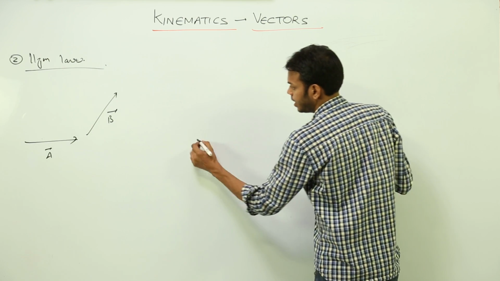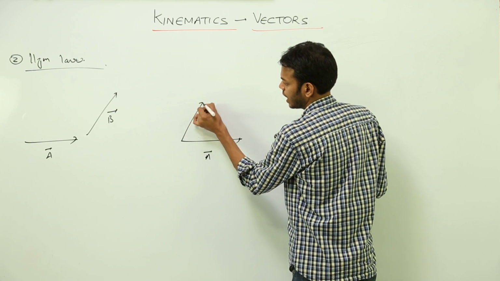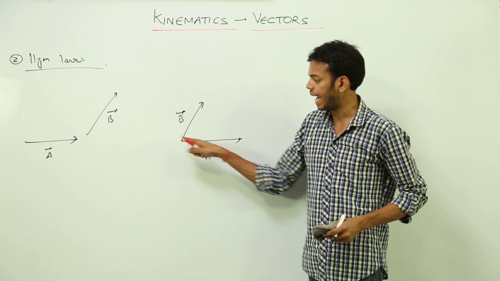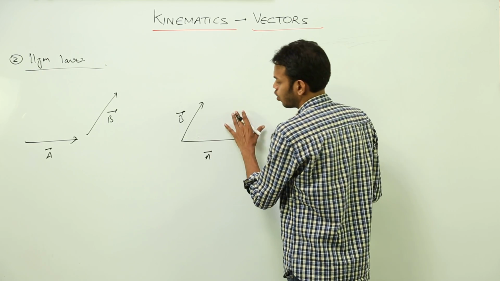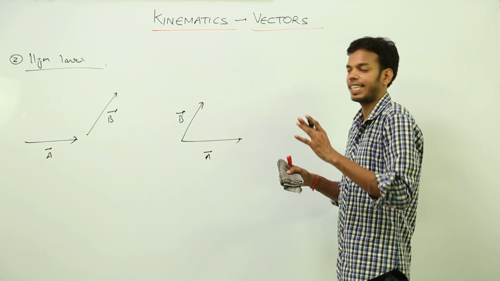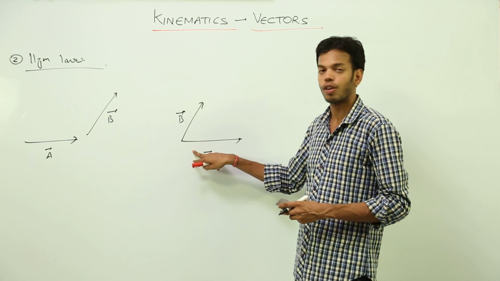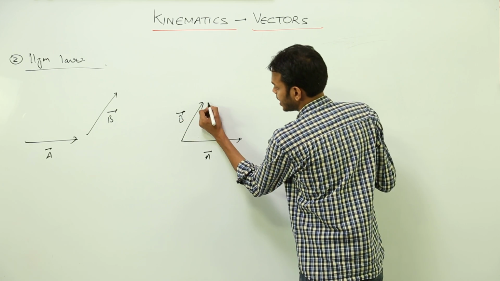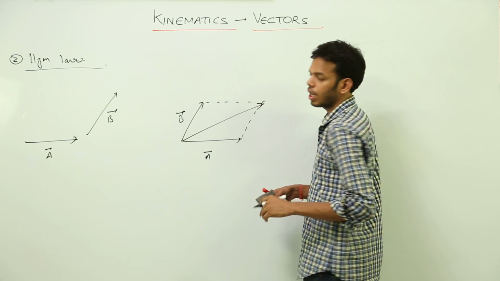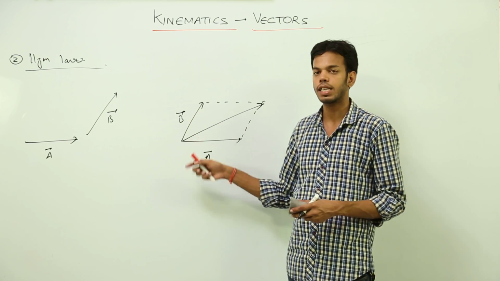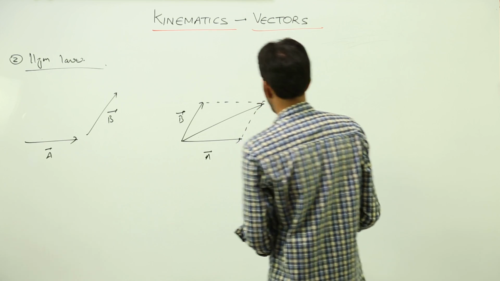If two vectors to be added, for example vector A and vector B, are taken as two adjacent sides of a parallelogram, then the resultant would be the third side of the parallelogram. No, not the third side, it's the diagonal. So I'll repeat again. If two vectors to be added are taken as two adjacent sides of a parallelogram, the resultant would be the diagonal of the parallelogram, such that all these vectors are co-initial vectors, or they have a common starting point.